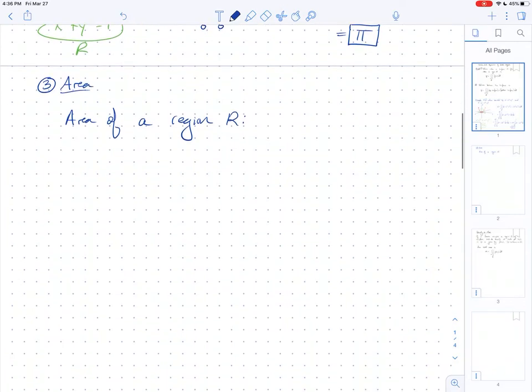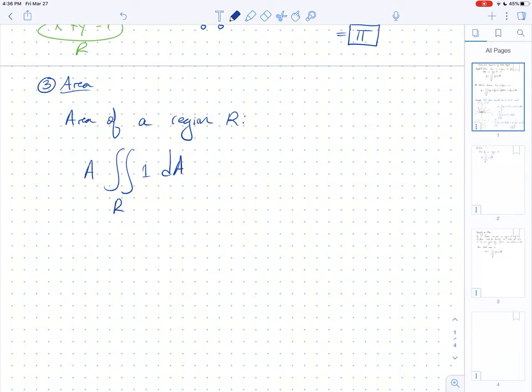The area of a region R in the xy plane is just the double integral over R of 1 dA. And as we talked about in class before, integrating 1 is the one function where the area under that function is the same as the volume. So I won't do an example of that, but I wanted to list it in my applications.